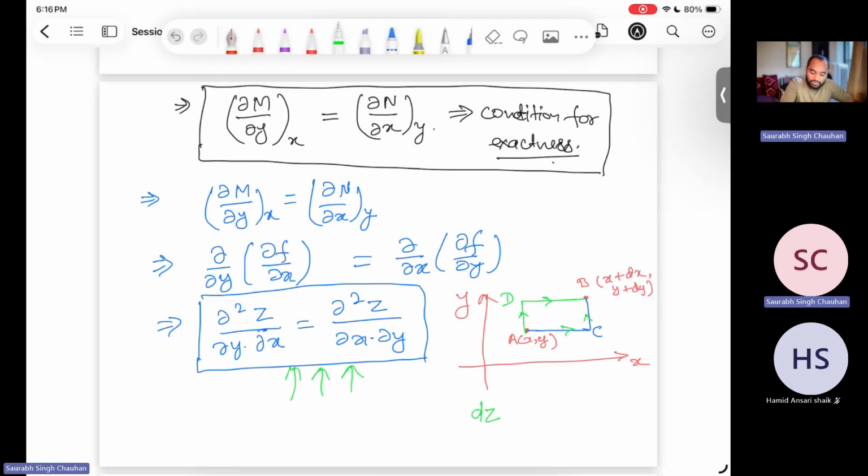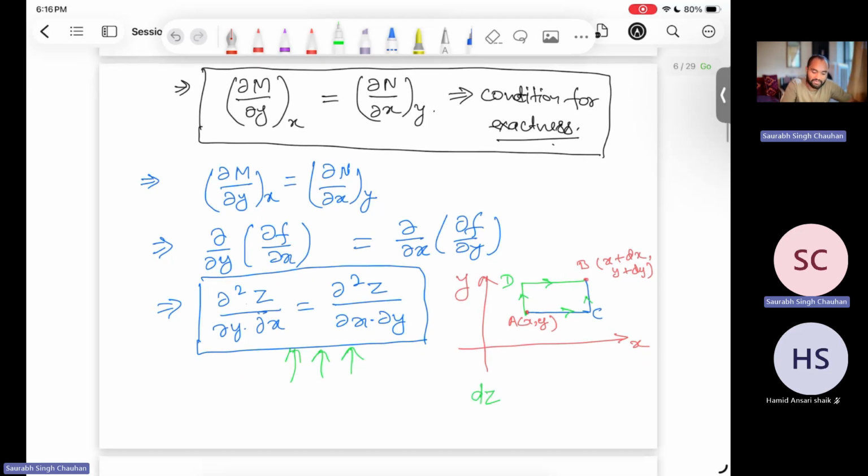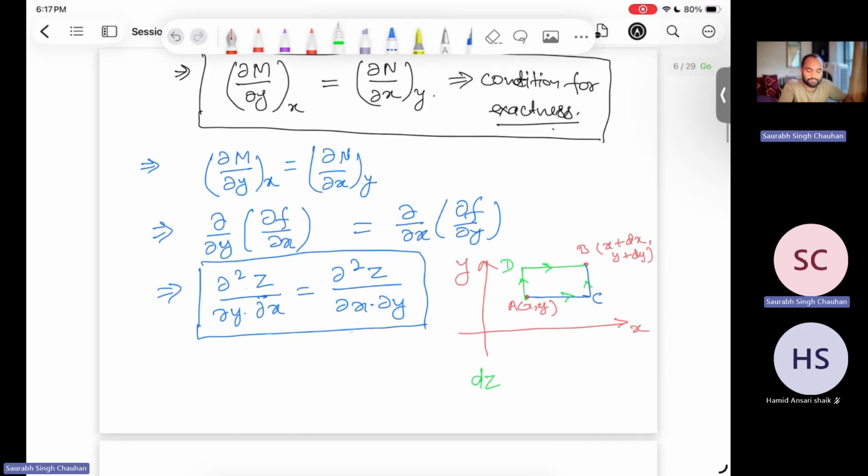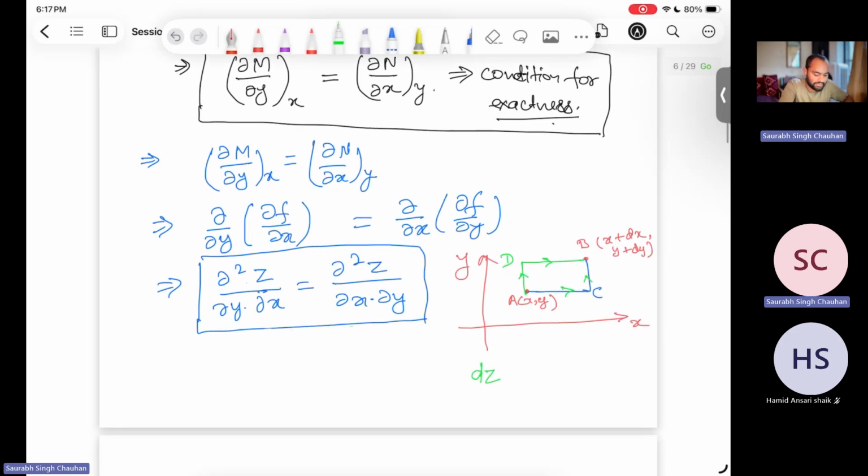How can you do that? You can simply use the Taylor series expansion. In the Taylor series expansion you will get these second order derivatives, and if you impose the condition that the change in z should be equal along both of these paths, then you will see that this condition has to be satisfied, the condition for exactness. I will leave this proof for the special case for your practice, and you can do it yourself. If you get any problem, we can discuss it in the next problem, but you should try to do it.